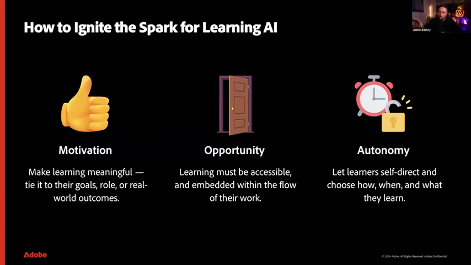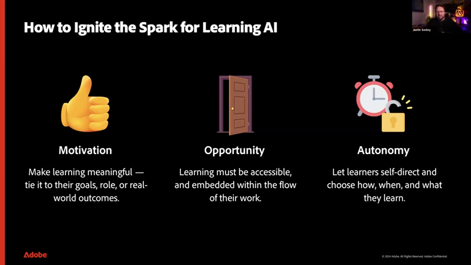And it's MOA, simple way. MOA is the simple way to remember it. And it's motivation, opportunity, and autonomy is how I would go about it. So if I was tasked today with putting people through a learning program for AI and creating this culture of continuous learning, I would follow this. So one, make the learning meaningful, tie it to their goals, their role, their real world outcomes, the things that they do every single day.